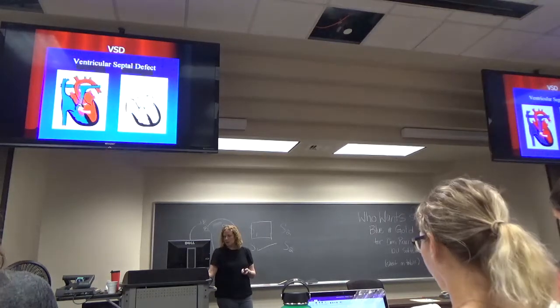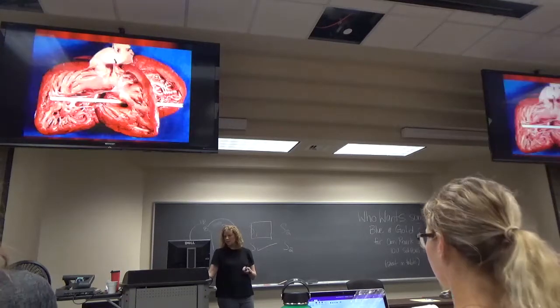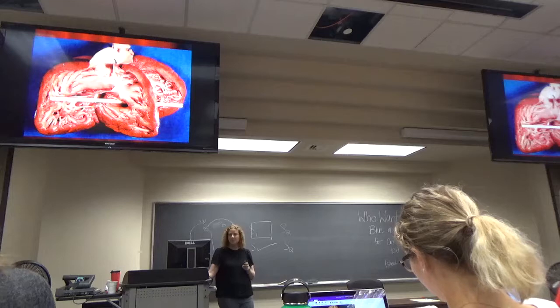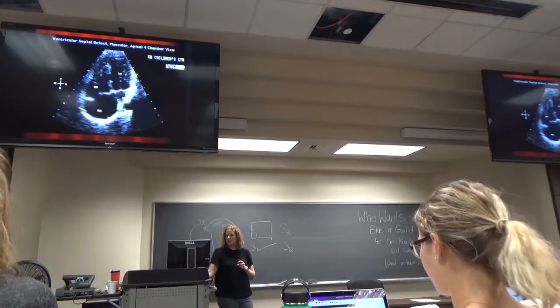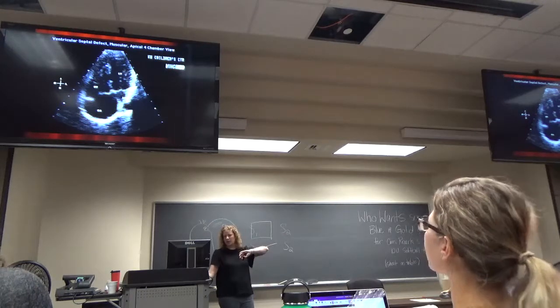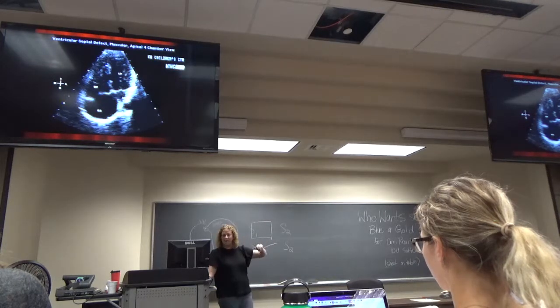So this is what they look like. This is where they are. This is kind of more of your perimembranous VSD. This is what it looks like in an actual heart, with the anatomy buffs in the room. This is what it looks like on echo. So this is the heart looking at it upside down, and so actually more of an adult echo.